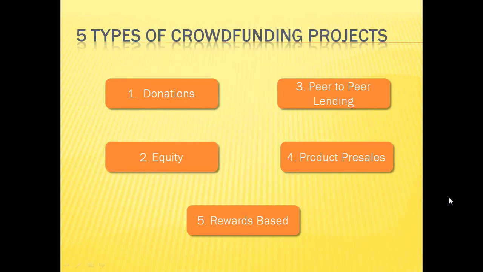So there are 5 types of crowdfunding projects, and this is defined more from my experience through research journals. The first type is called donation-based crowdfunding, and that's probably the one you are most familiar with just as a normal person. The second one is equity crowdfunding. The third one is peer-to-peer lending. The fourth category is called product pre-sales. And the fifth one is rewards-based.